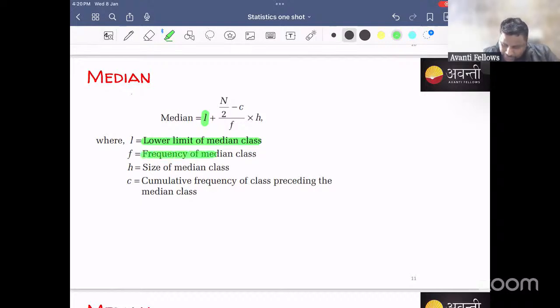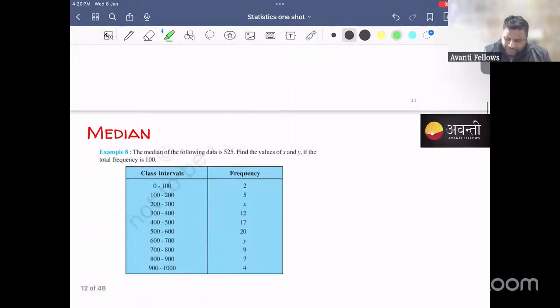F is the frequency of the median class. H is the size of the median class. C is the cumulative frequency of the class preceding the median class. And then we place all the values and we get the median. Got it? Now let's take an example.